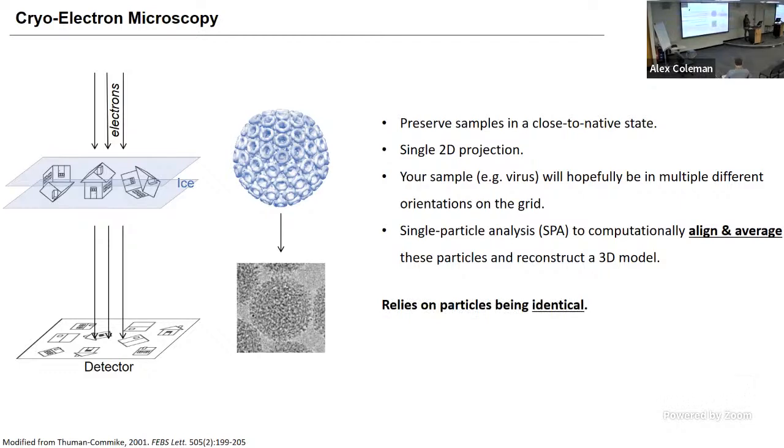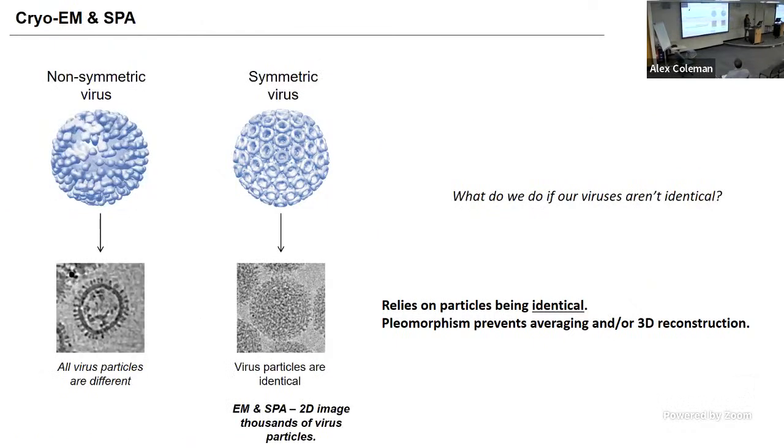But this relies on your particles, in this case virus particles, being identical, and pleomorphism prevents you from averaging and aligning all these particles together because they won't look the same. So what do we do if our viruses aren't identical, as was the case with my virus? On the left here, rather than a symmetric virus, we have an example of a non-symmetric virus where the glycoproteins seem to be arranged a lot more randomly on the virus surface. To deal with this, we turn to cryo-electron tomography, where we 3D reconstruct individual virus particles rather than making an average of thousands of different particles.